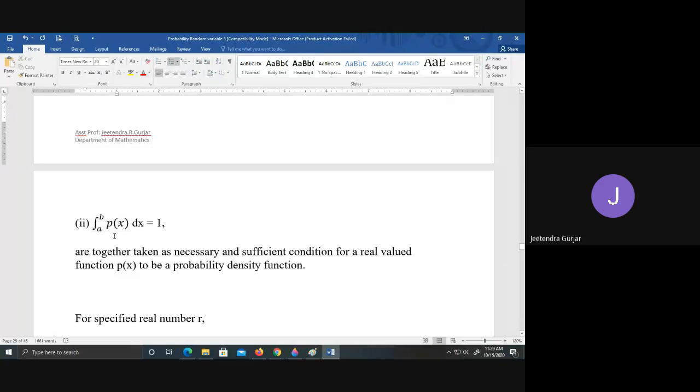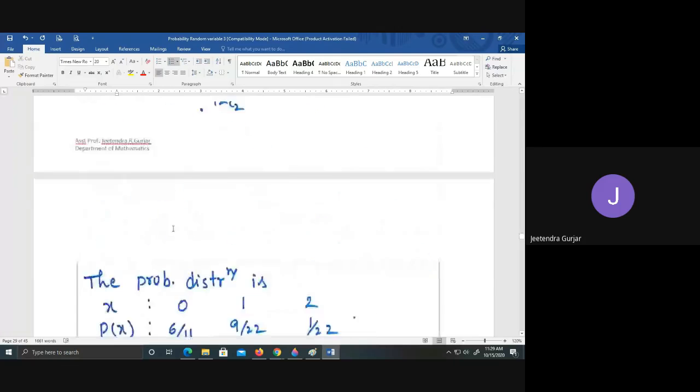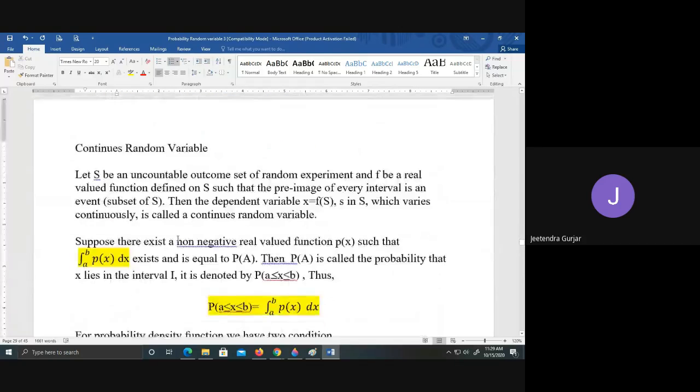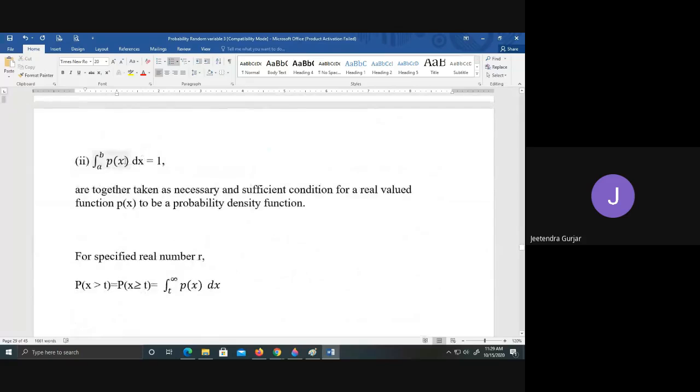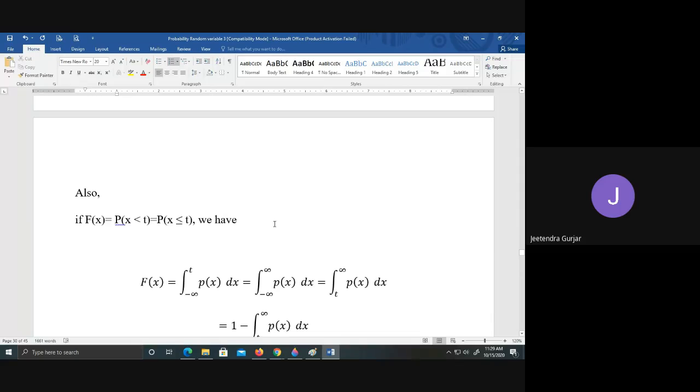The next condition is that the integration a to b of p of x dx is always equal to 1. Why? Already we have done these examples. When you add all the probabilities, it will always be equal to 1. These are together taken as the necessary and sufficient condition for a real valued function p of x to be a probability density function. When these two conditions are satisfied, we say probability density function. For some specified real number r, you will get this value. So just go through this.